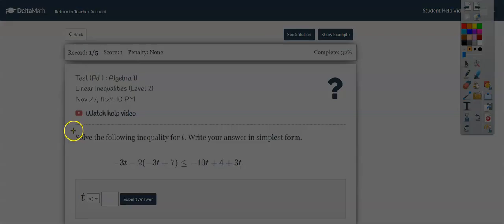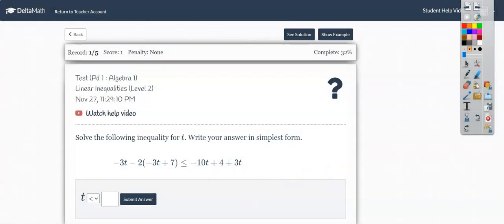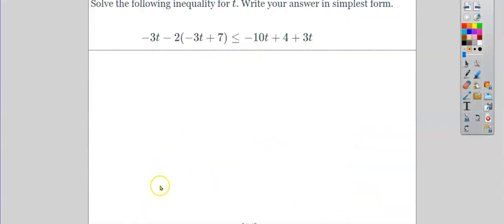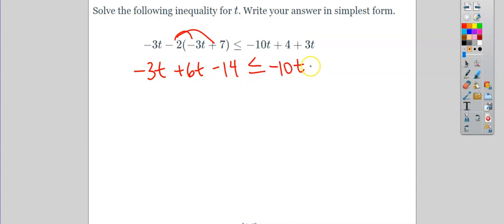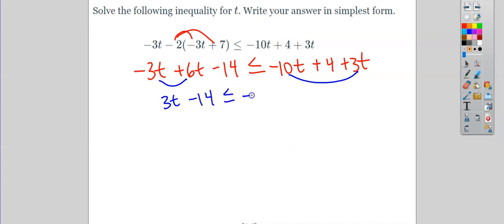Again, some more combining of like terms. This time I'll leave the answer box off. Distribute carefully here. Plus 6t minus 14 less than or equal to negative 10t plus 4 plus 3t. Looks like I'm going to combine these on this side and these on that side. That gives me 3t minus 14 is less than or equal to negative 7t plus 4.